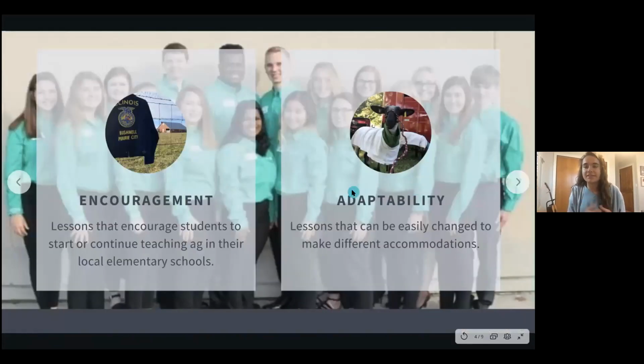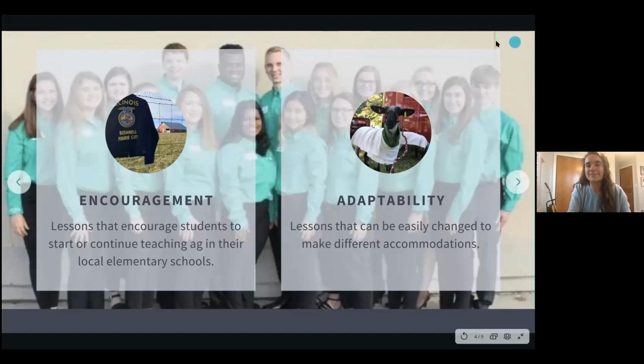That first pillar is encouragement. Lessons that encourage students to start or continue teaching ag in their local elementary schools. For me, when I was first starting, all those resources were out there, but I didn't know how to find them. I didn't know how to make the lesson something that I could teach. So I wanted to break down those barriers for high school students. This is a lesson that's specific to them, so they don't have those barriers of, what do I have to do? I'm scared because I don't know how to find these resources. That was my goal for that.